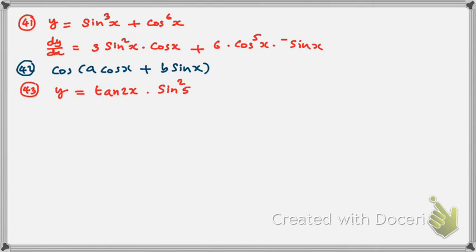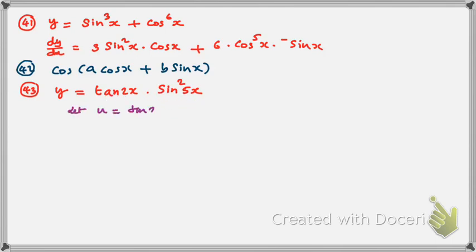And we look at a new question, y is equal to tan 2x into sine square 5x. So what is new in this question? This is y is equal to tan 2x into sine square 5x. That's a product of two different functions. We call it as u and v. You have learned this last year. So that's u times v.